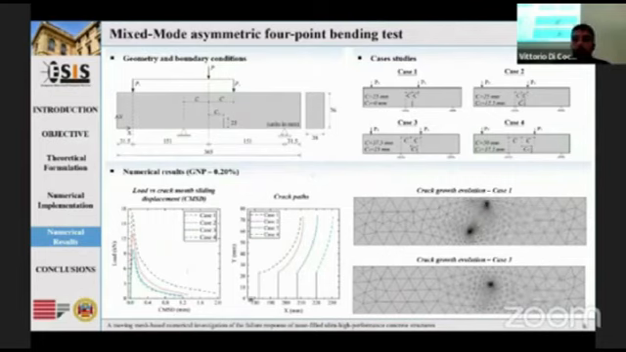And this can be explained by the increasing crack path tortuosity, as we can see from the final crack trajectory. Finally, here we can see the crack evolution for case 1 and case 3.